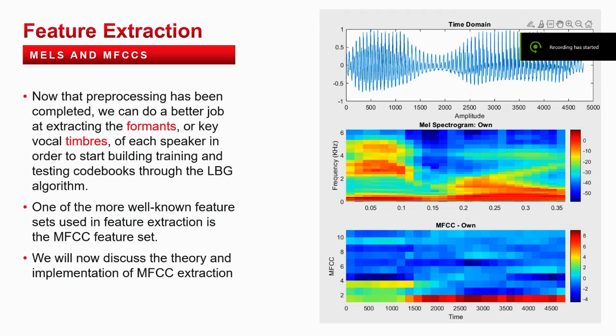Now that we've finished pre-processing our data, we can do a better job at extracting the formants. The formants are the key timbres that are individual to each speaker, and this is necessary to start building training and testing codebooks through our LBG algorithm, which we'll go over later. One of the more well-known feature sets used in this type of extraction of formants is called the MFCC feature set, which stands for Mel Frequency Cepstrum Coefficients. Now we'll discuss the theory and implementation of these.